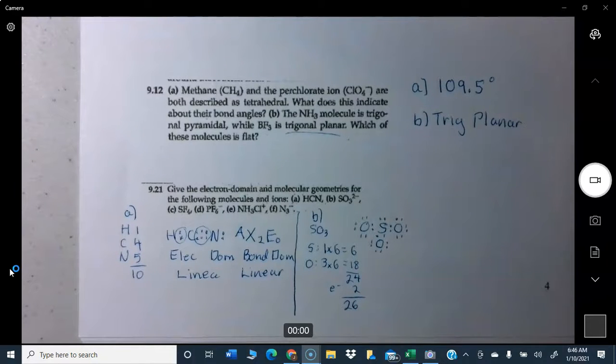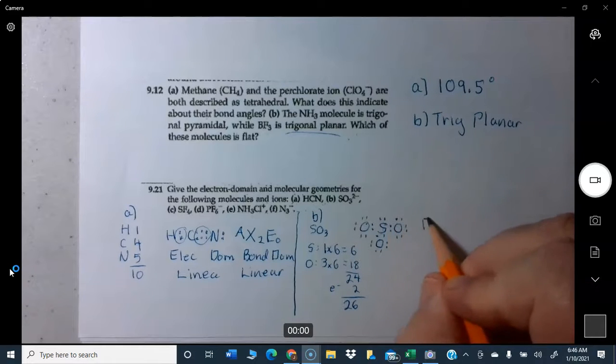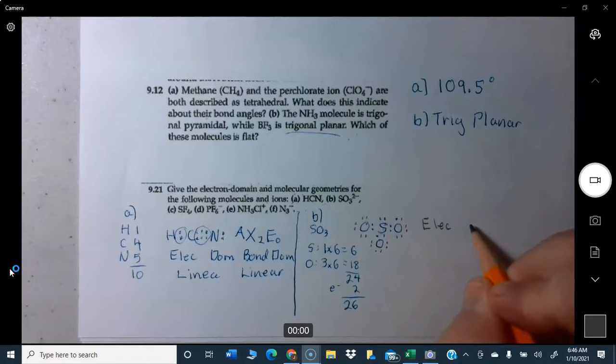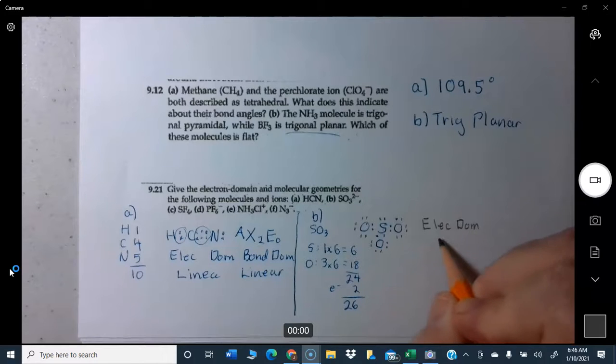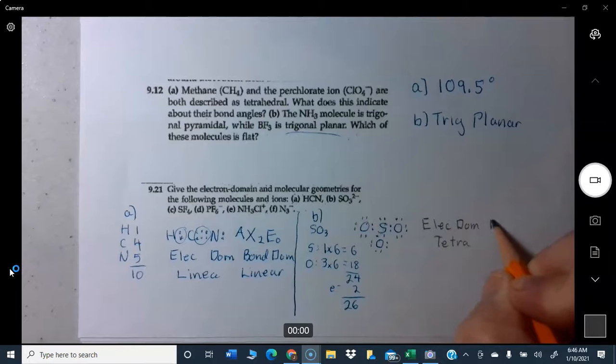For sulfur, you're only interested when it comes to geometry in the central atom, because that's the one that determines the shape. So sulfur has 4 electron domains, so that makes it tetrahedral. And molecular is the shape.